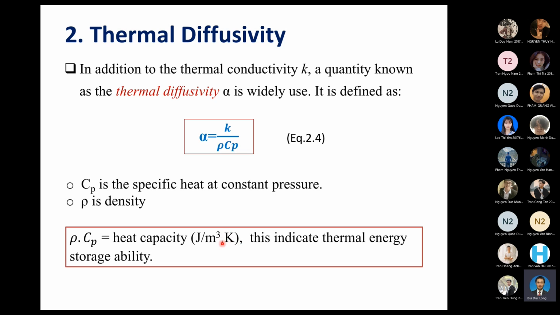This indicates the thermal energy storage ability. So this one is also important. For example, we consider some object or some system. It not only exchanges heat, but it can also generate heat, and it has the ability to store heat also. So generation and storage of heat are involved in thermal diffusivity.